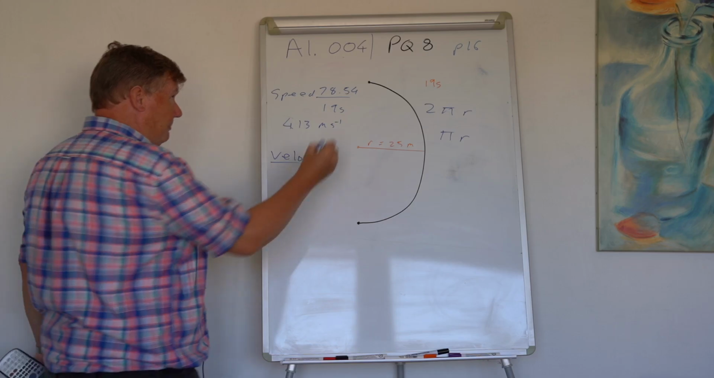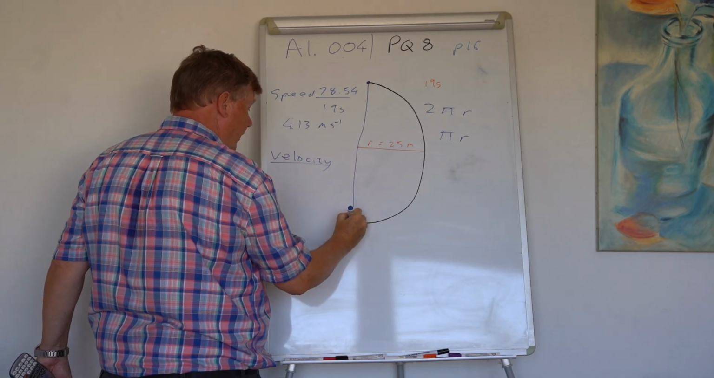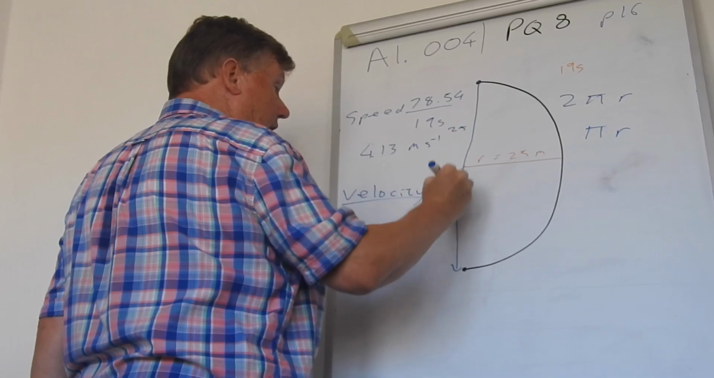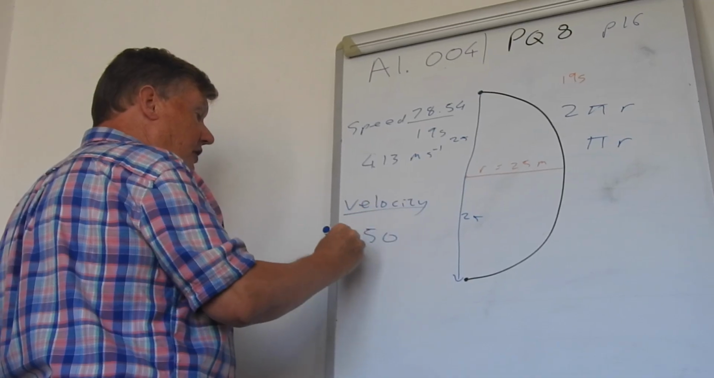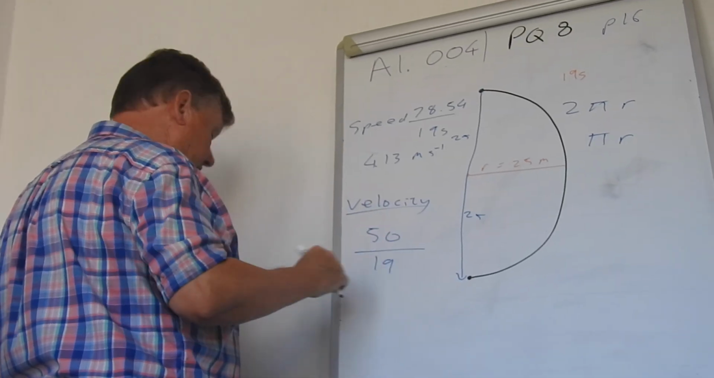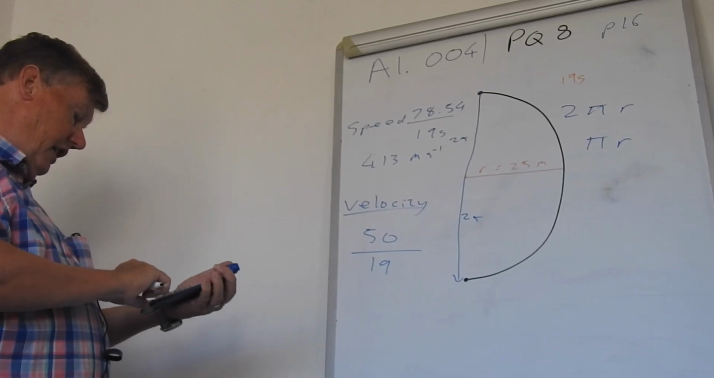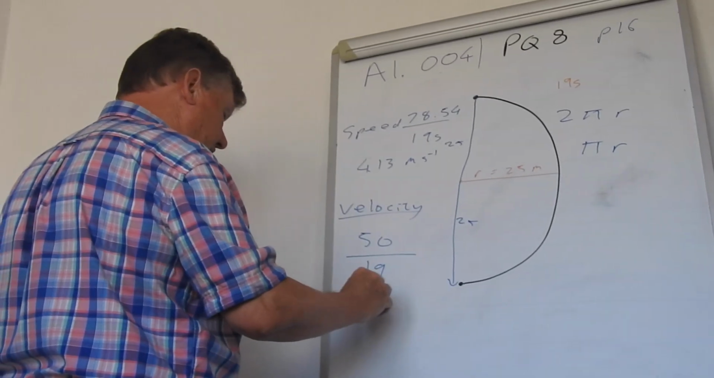Her displacement is the distance in a straight line from where she started to where she finished. And you would agree it's 25 there and 25 there, so her displacement is 50 metres and she's taken 19 seconds. So this is 50 divided by 19, 2.63 metres per second.